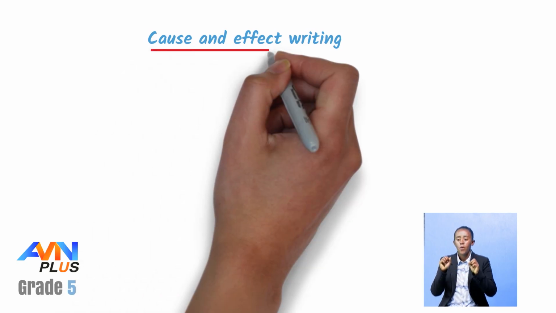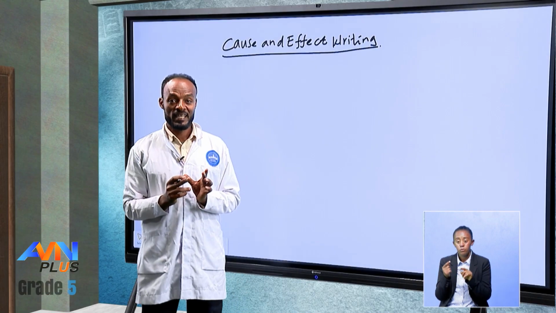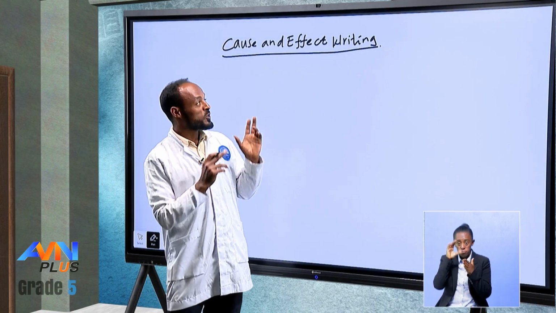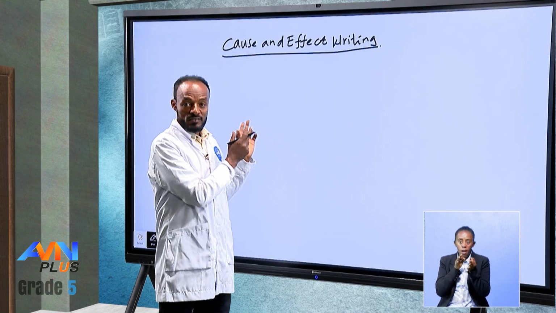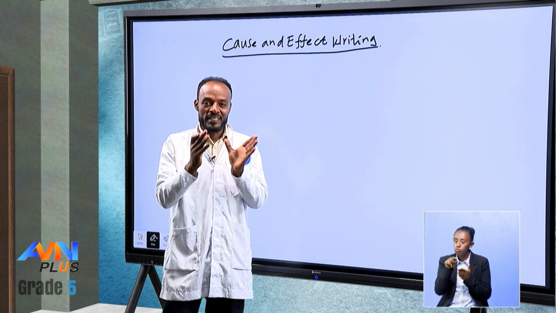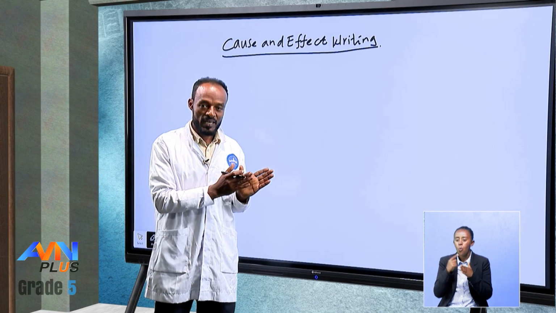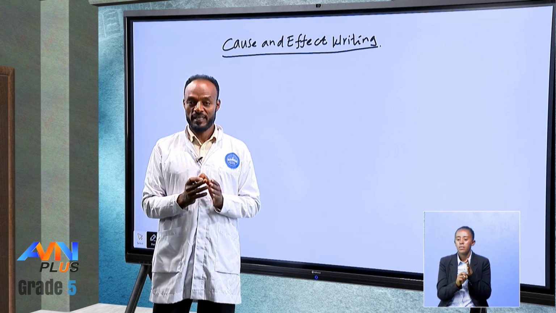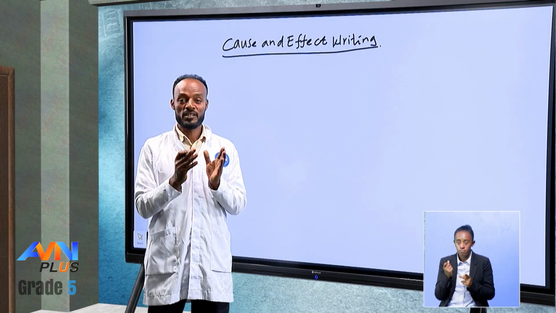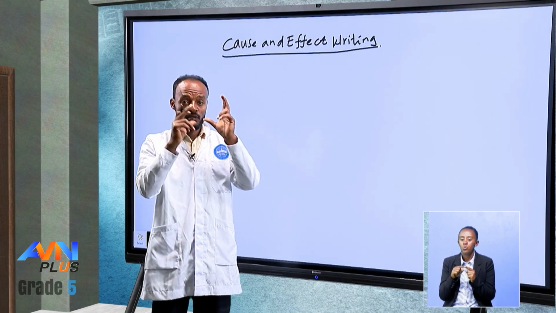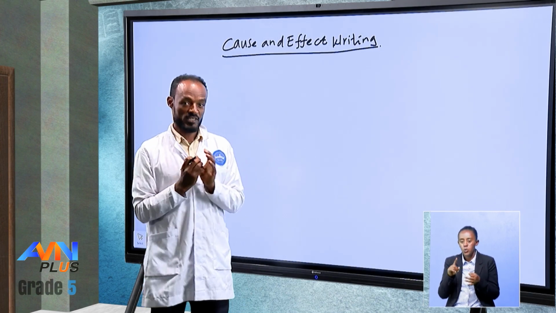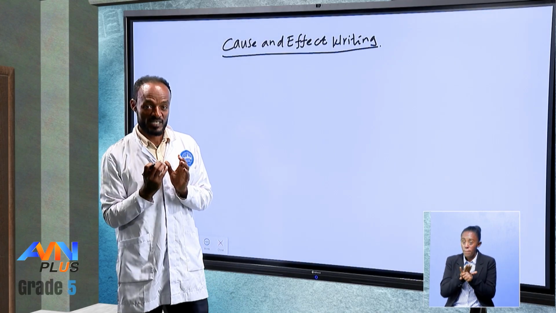Okay, students, before we start today's lesson, let's have specific objectives. At the end of this lesson, you are going to describe cause and effect writing. You are going to differentiate what is cause and what is effect at sentence level and at paragraph level. Is it clear? Good. Then you will be able to rewrite the jumbled sentences to make one complete sentence or maybe one complete paragraph. Is it clear?